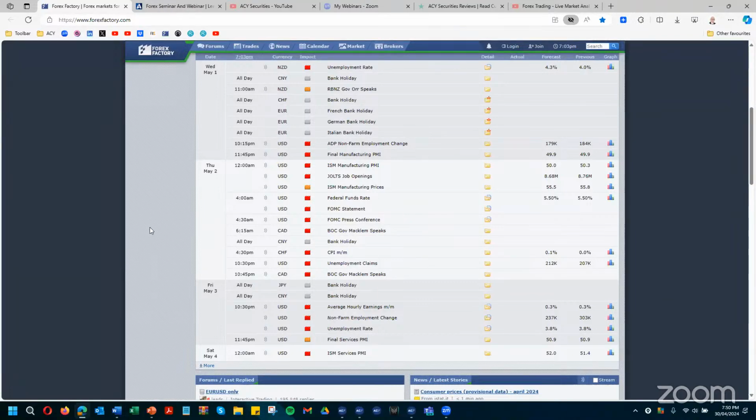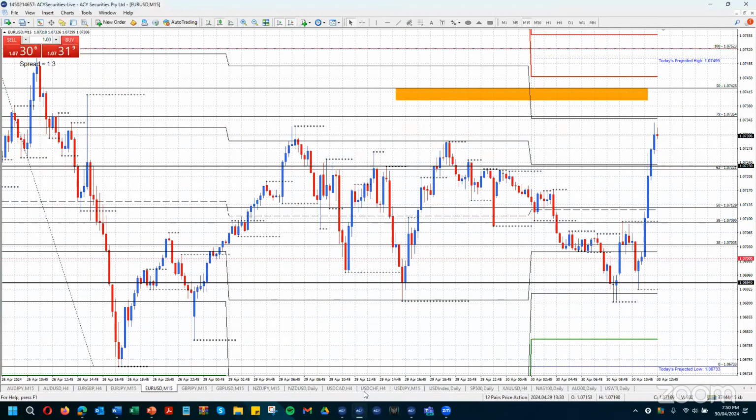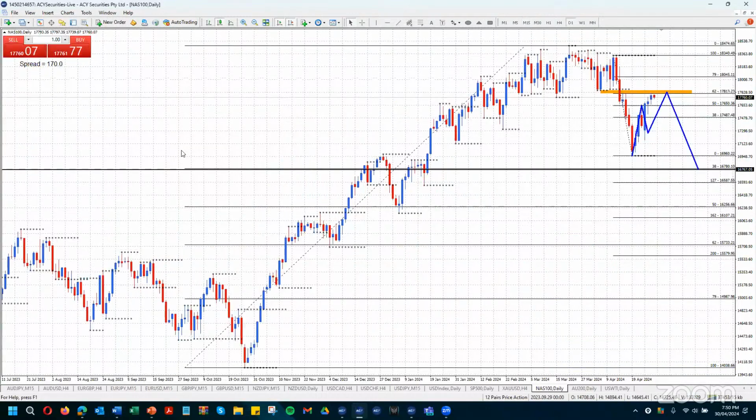Let me just go to a chart. A chart with some white space on it. I don't know if I can draw a wiggly line on my drawing tool. Let me just see. Doesn't need to be wiggly.